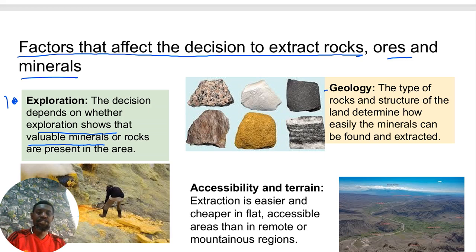Then two is the geology. The geology simply means the type of rock and structure of the land. It determines how easily the mineral can be found and extracted. So the geology will help you to know if you should carry out surface mining, subsurface mining, or the biological extraction methods of bioleaching and phytomining. So the geology of the area will also help you to make such an informed decision.